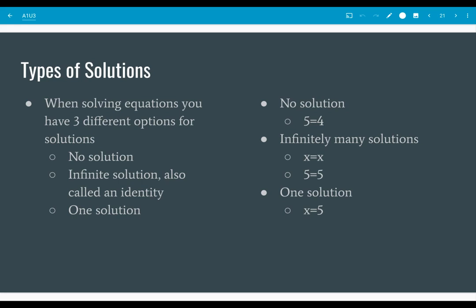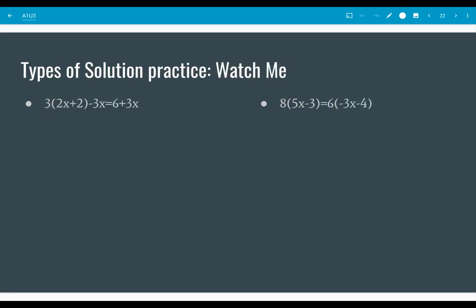And most commonly, we're going to have one solution. So when you solve an equation or inequality, you're going to find one solution. Let's look at some examples.